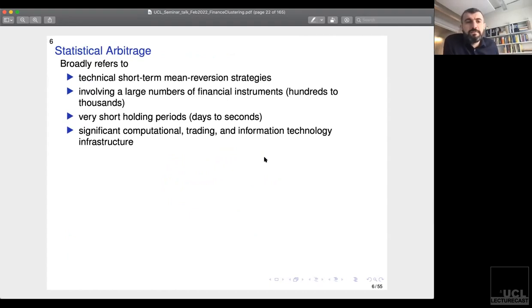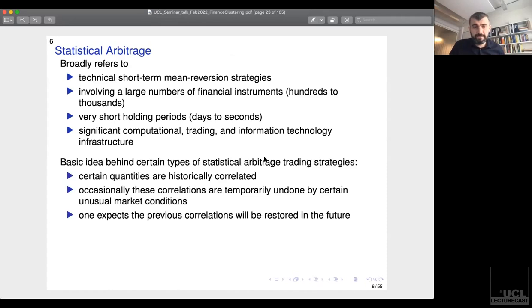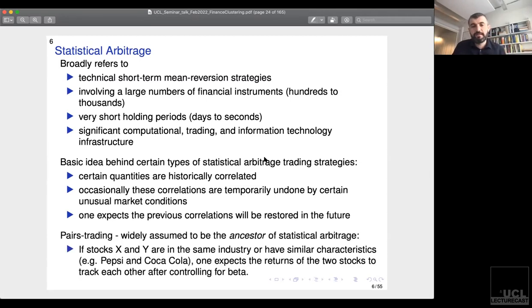So some of you may know statistical arbitrage typically involves a very large number of financial instruments, hundreds or potentially thousands. But the main idea is that certain quantities are historically correlated, and occasionally, because of whatever market conditions, these correlations are temporarily undone. And then one expects that this previous correlation will be restored in the future. So this can be seen as some sort of a more modern precursor of the good old pairs trading.